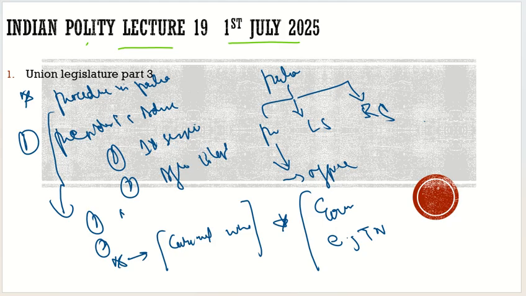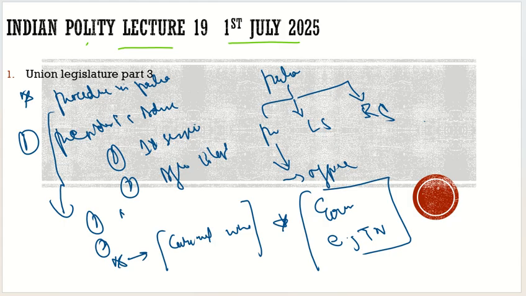Once this address is delivered, who delivers it? Here in the center, it is delivered by the president, but it is framed, it is written by whom? It is written by the cabinet. And similarly, in the state legislative assembly, it is delivered by the governor, but framed by the state cabinet.